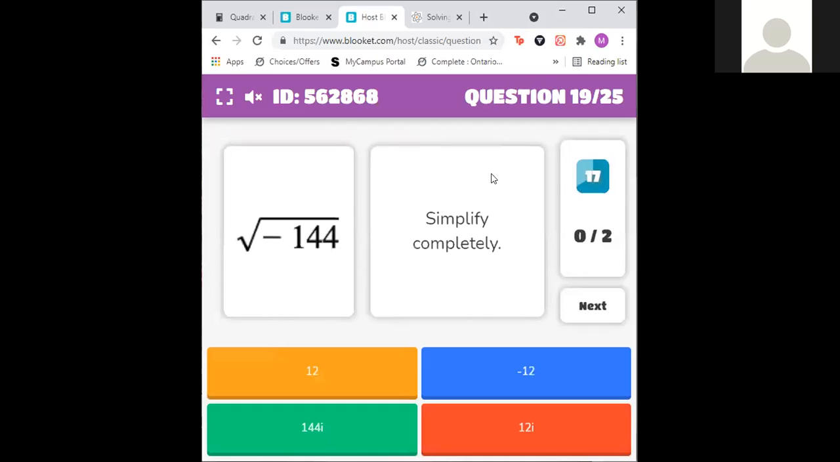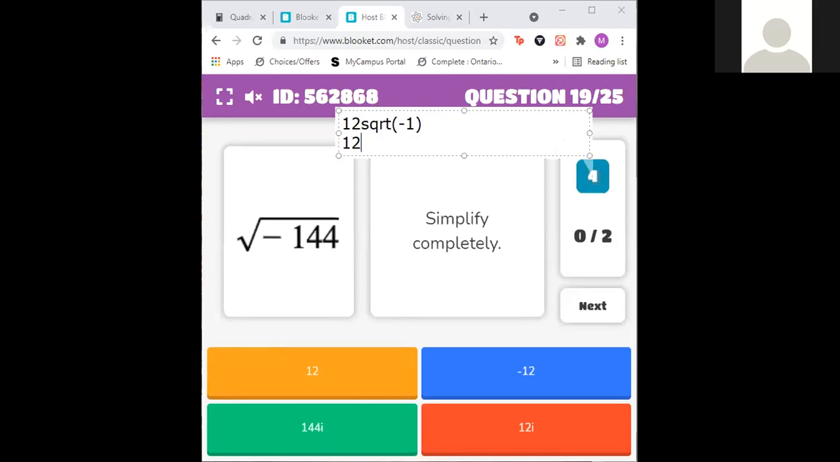Simplify this completely. So the square root of 144 is 12. Then you're left with the square root of -1, and the square root of -1 is i, so it's 12i.